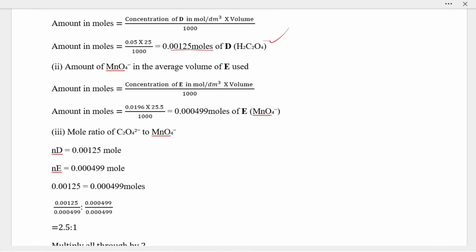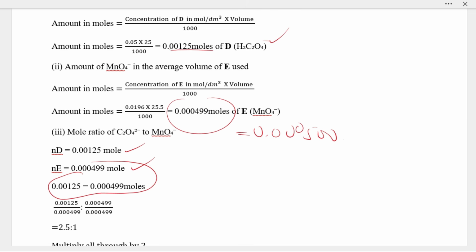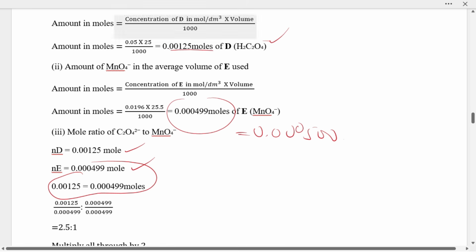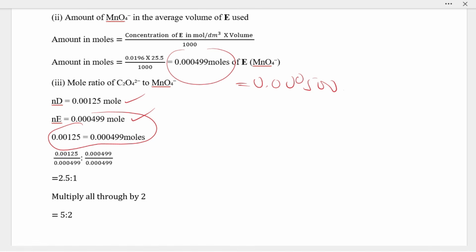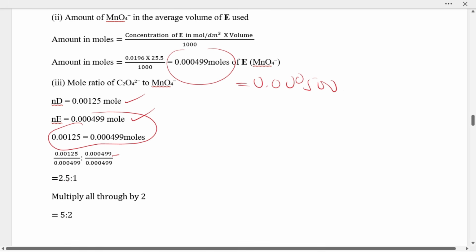Why for the permanganate we have 0.00499. If you convert that, you're going to have 0.0000500 moles. But we can still use that anyway. So this is for oxalic acid, this is for permanganate. Now you're going to put them in ratio format. Then you divide by the smallest. This is actually the smallest. Dividing by the smallest, look at it.